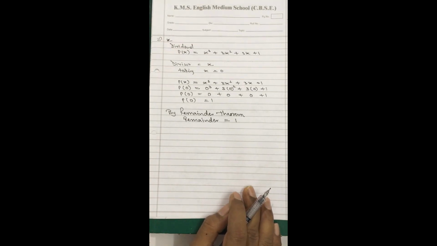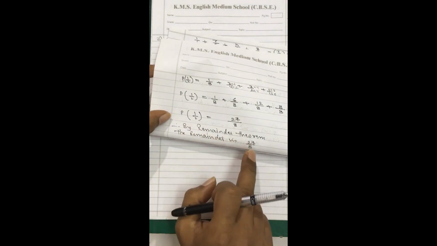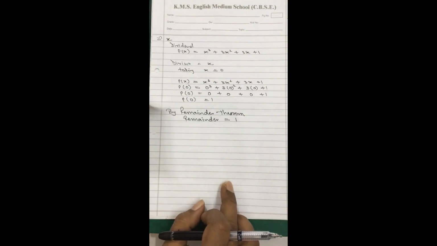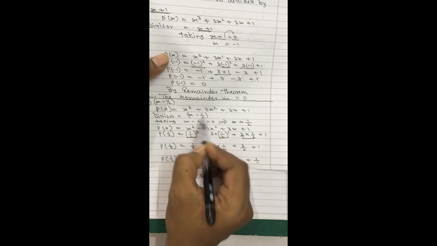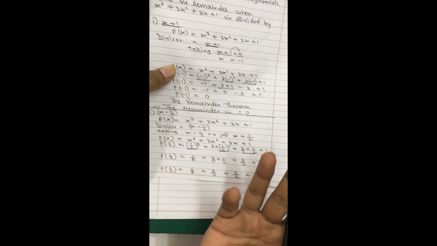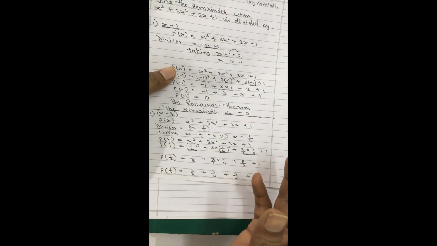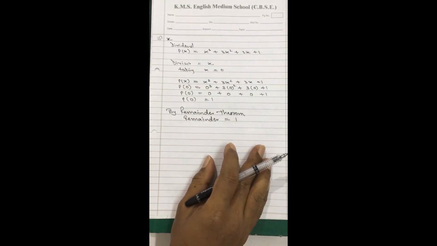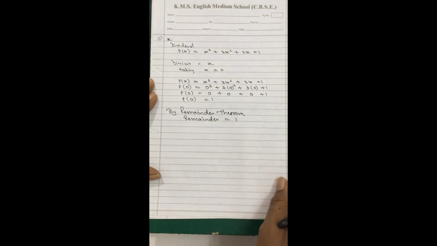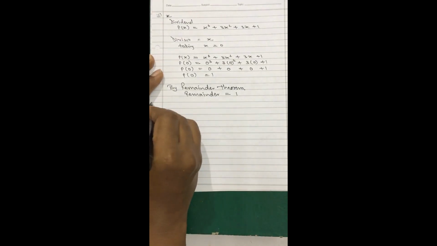Okay my dear students. Similarly in the previous case also, when we did the second sum, here also the remainder is 27 upon 8, so x minus half is not a factor of the given polynomial. Remember, if the remainder is anything other than 0, then the divisor is not a factor. Okay my dear students, so we are done with the third question. Now let us go to the fourth question.